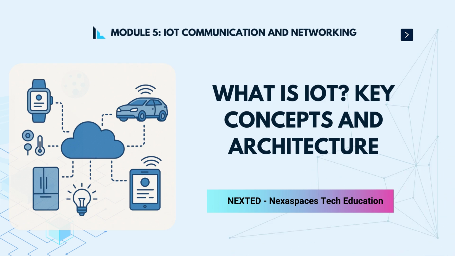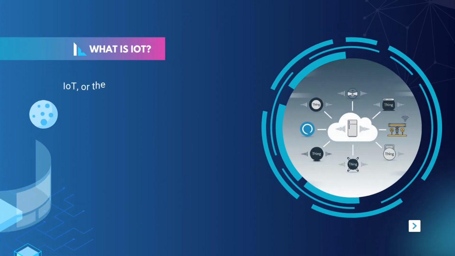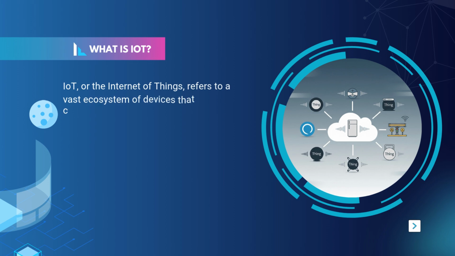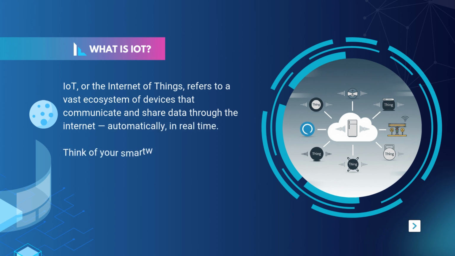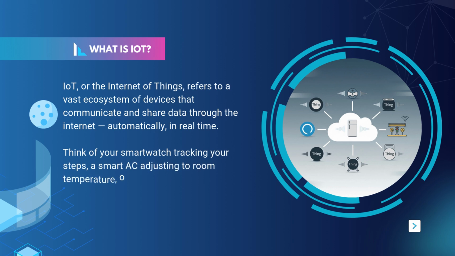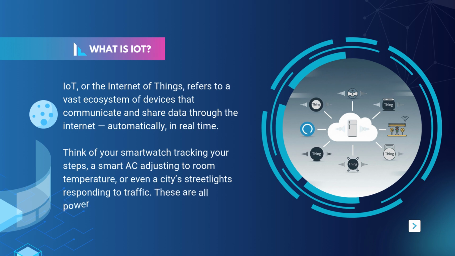Let's get started. The Internet of Things, or simply IoT, refers to the growing network of physical devices around the world that are connected to the Internet and to each other. These devices can collect data, process it, and perform actions, all with minimal human intervention. Picture this: a smartwatch that tracks your heart rate, a smart fridge that tells you when groceries are low, or an irrigation system that waters your plants only when the soil is dry. These are all IoT systems in action.